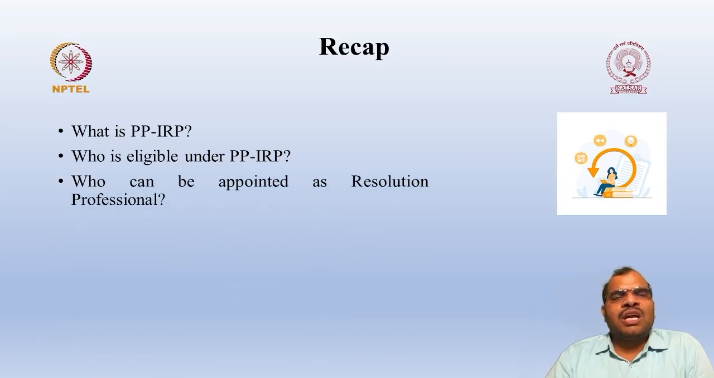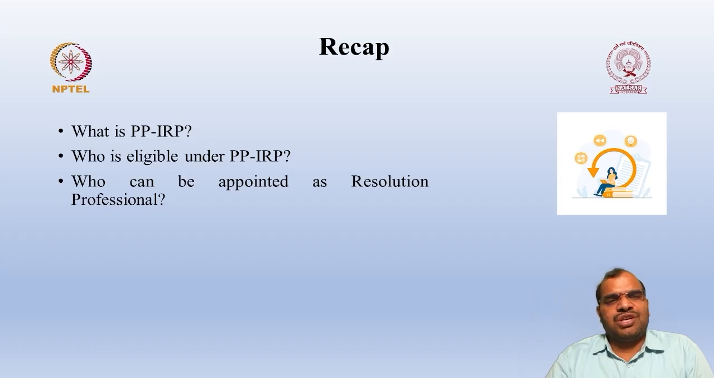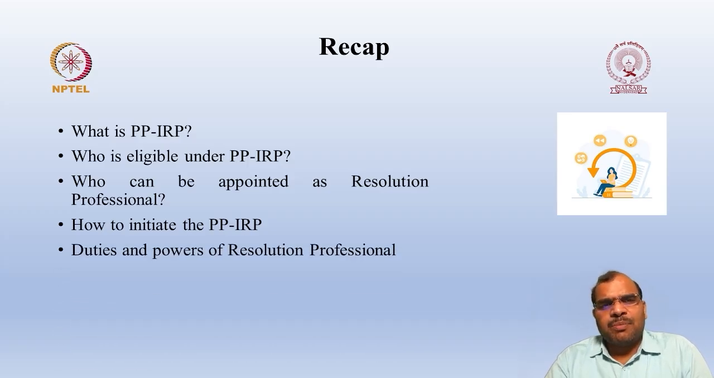Then who can be appointed as a resolution professional? Any person who is eligible to be appointed as an independent director can be appointed as a resolution professional. Then we discussed other eligibility conditions also: he should not be related, his partner should not be related, like that. Then how to initiate PP-IRP? Generally PP-IRP is initiated by the corporate debtor. They make an application, and once the application is admitted by the tribunal or adjudicating authority, then the PP-IRP process will continue.